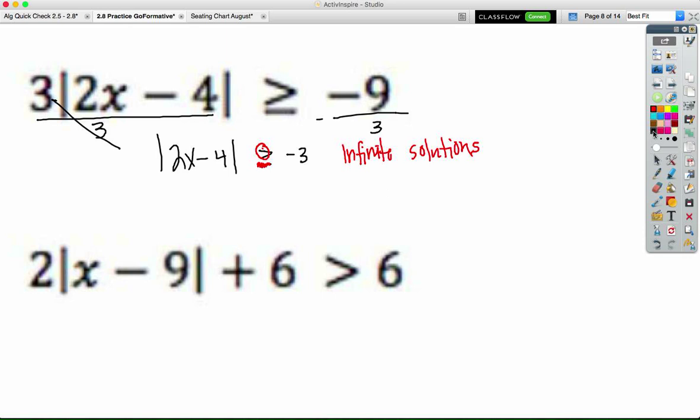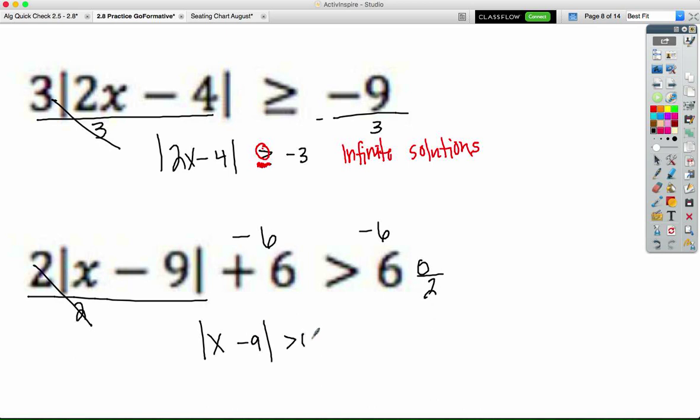The very next one, several terms to move away from the absolute value expression before we can make a judgment. So I first need to move the 6 over by subtracting 6 from both sides. That will leave us with 0. Then we need to get rid of the 2 out front by dividing, and then 0 over 2 is still going to be 0. So we've got the absolute value of x minus 9 is greater than 0. Well, everything we plug in here will be greater than 0, but there might be one possible instance where we plug something in and it equals 0.